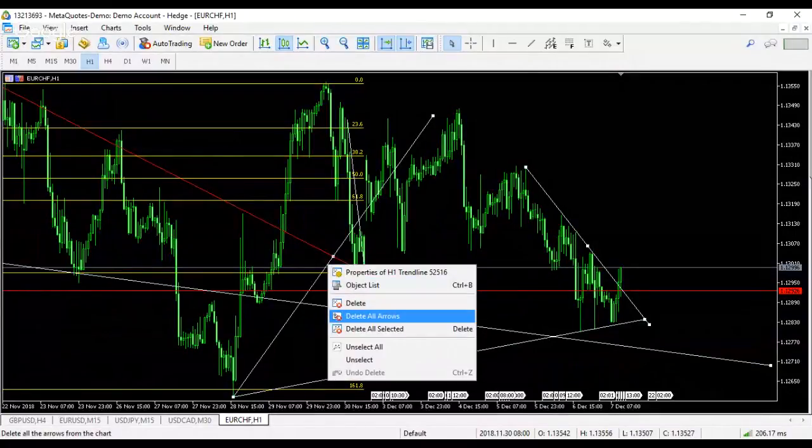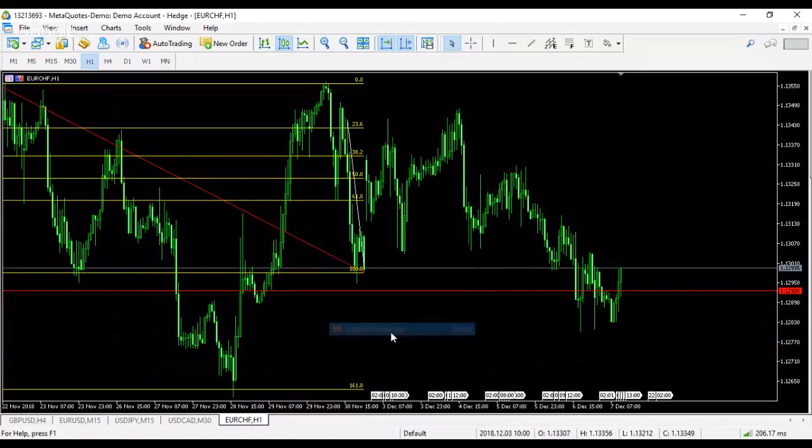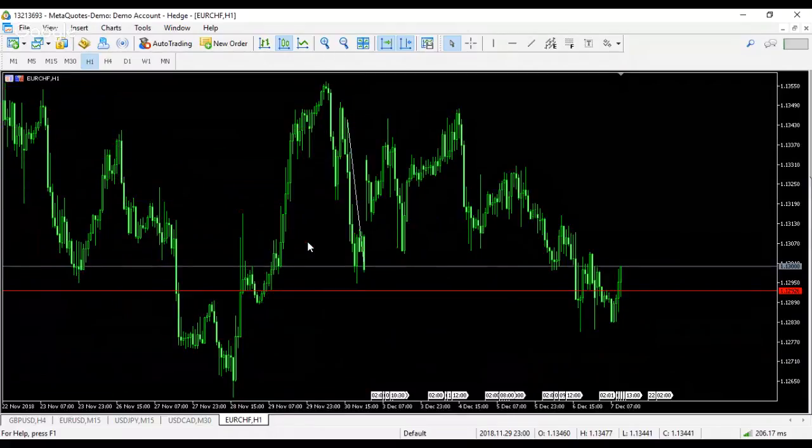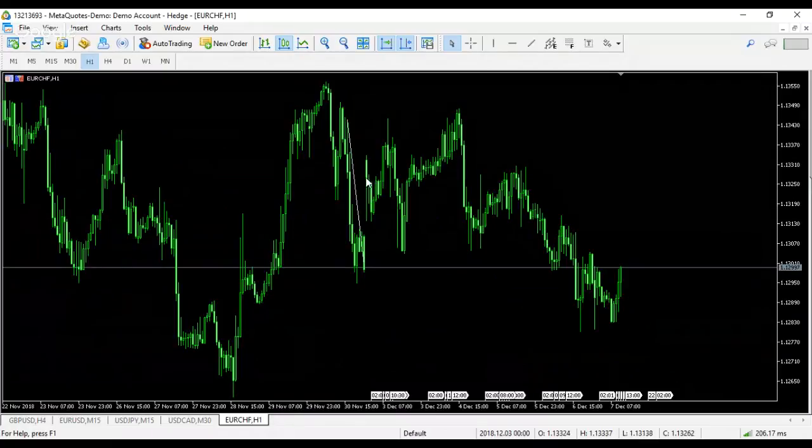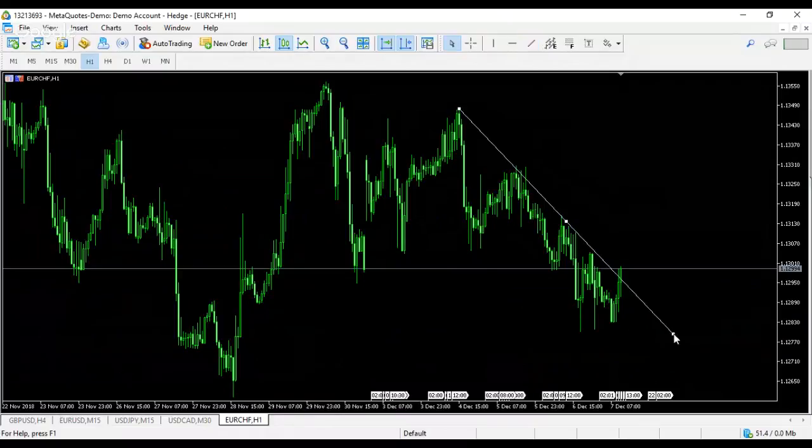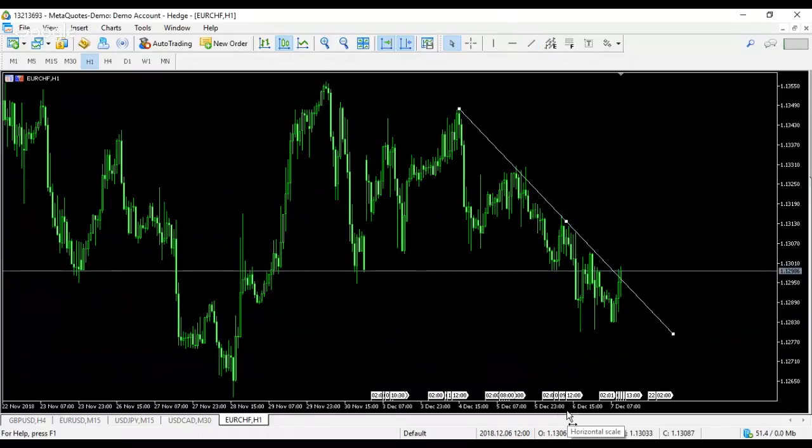Let me just clean my chart. Let me just say delete all selected. I just want to show you something. Let's just start from scratch so that you can see what I'm talking about. First things first, let's put our trend line, because our trend line already has told us a lot about this trade, that this trade is a very, very good trade.